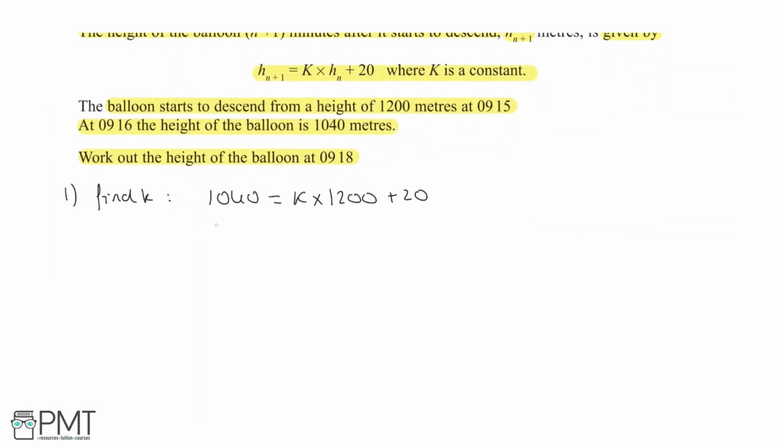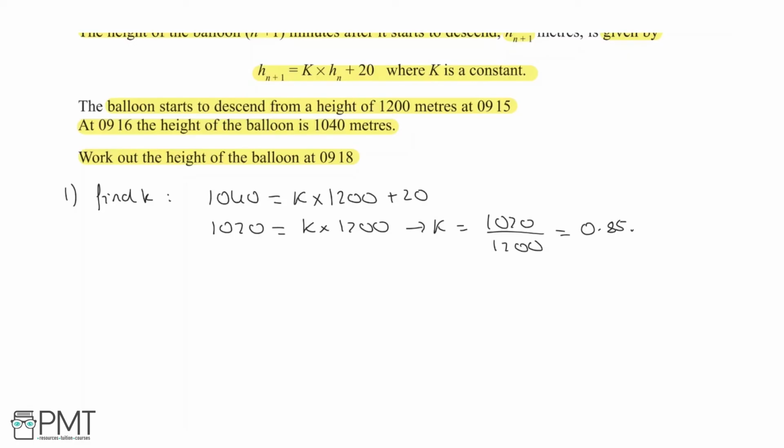Subtract 20 from both sides, we get 1020 equals k times 1200. And then k equals 1020 over 1200, and this is going to be 0.85. Let me just make that a bit neater, like that, okay?